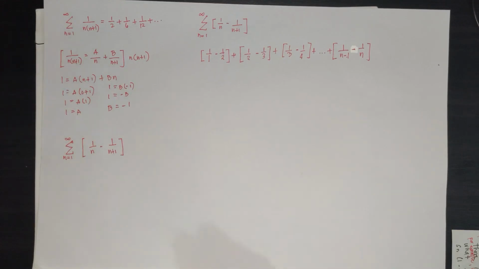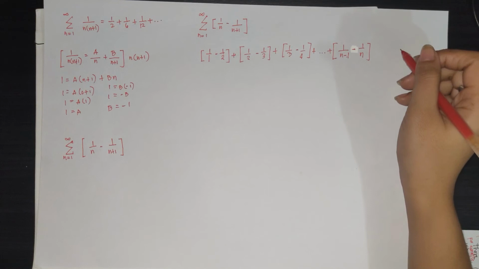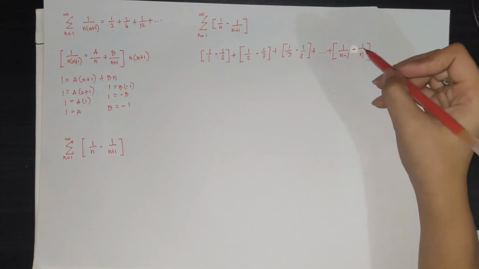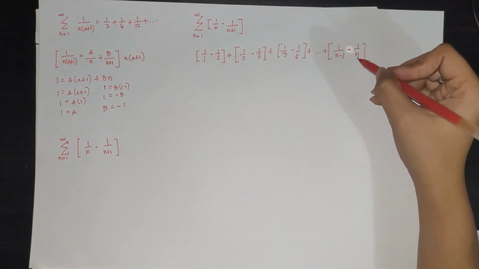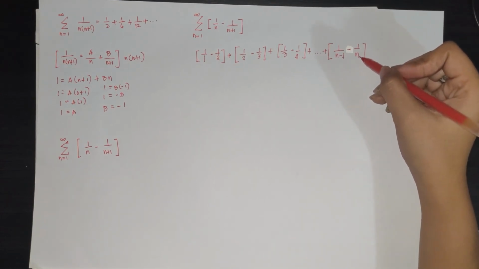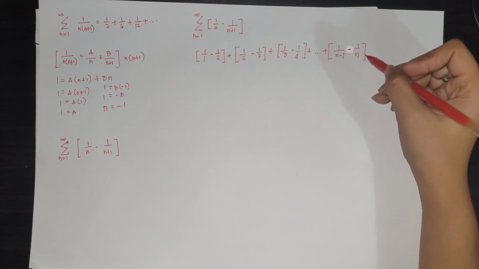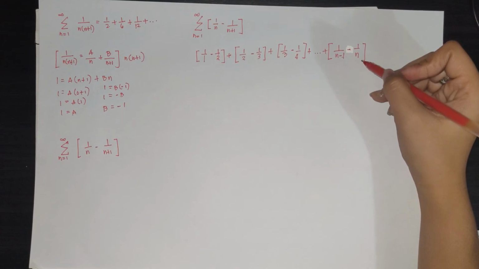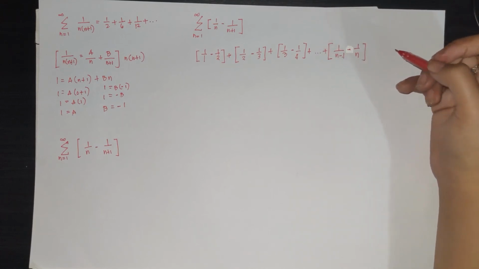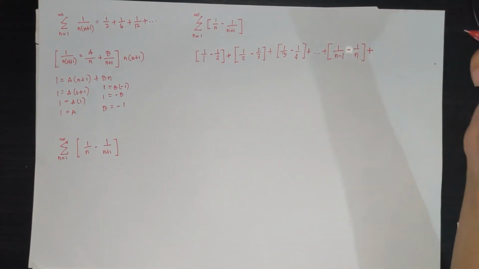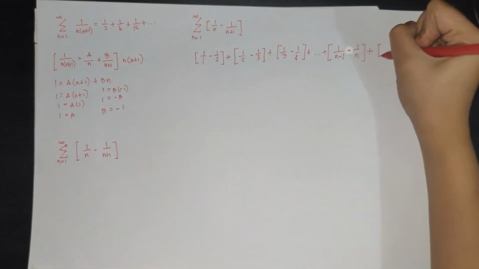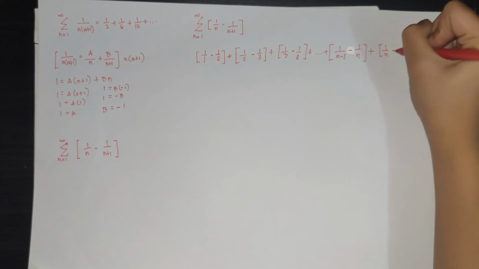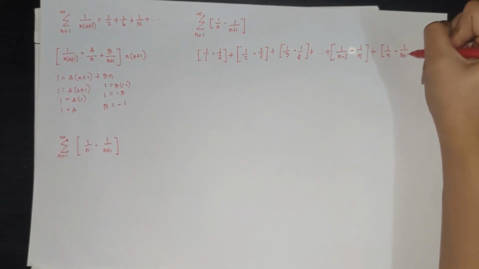Now, let's get a sub n minus 1. We replace n with n minus 1, so we're going to have this, and then n minus 1 plus 1 is n, so it's 1 over n. And finally, the last term is a sub n, which is exactly what we can see here: 1 over n minus 1 over n plus 1.